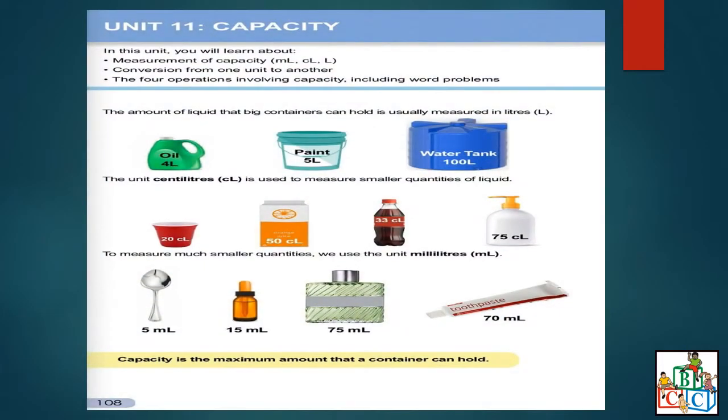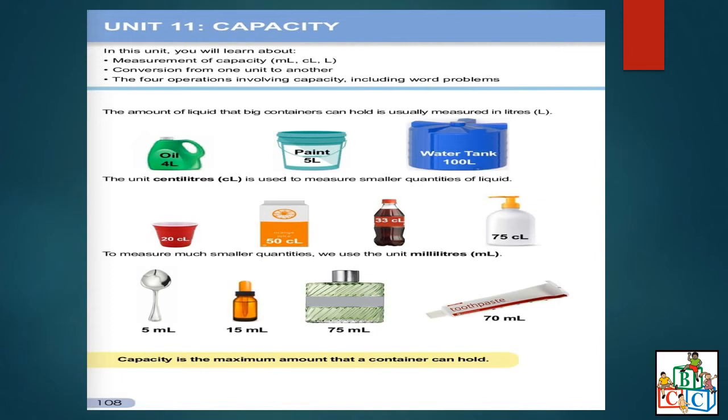For today, let us start with a new topic, a new unit: the topic of capacity. Remember, we already covered the topic on measurement of length, which is meters, centimeters, millimeters, kilometers. For today, we are going to learn about the measurement of capacity, which is milliliters, centiliters, and liters. We are going to learn also on measurement conversion. So let us start.